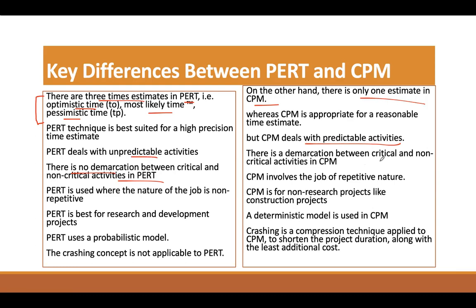So what do you understand by critical and non-critical activities? I'll let you know in coming slides. PERT is used where the nature of the job is non-repetitive, and CPM is basically for non-research projects like construction projects, etc. So for R&D projects, definitely we'll be using PERT to find out the time estimates. It is a probabilistic approach, and CPM is a deterministic approach, where we know that this much time would be taken. And the crashing concept is basically how you can reduce the time of that project by employing more resources.